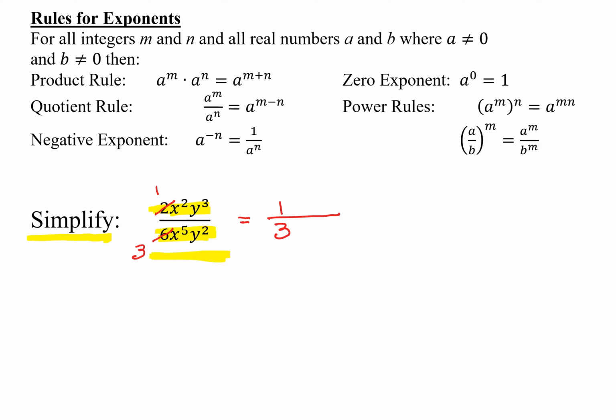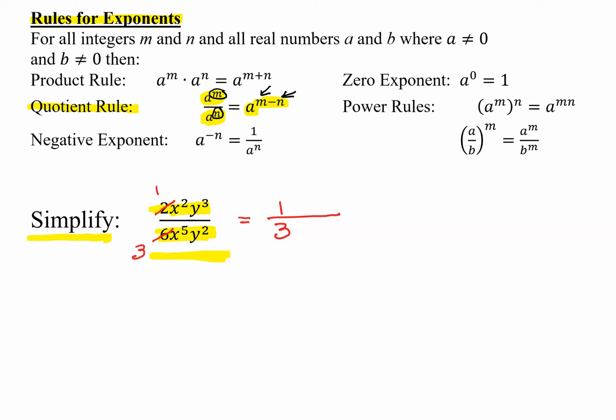And I'm going to need the quotient rule for exponents that says if I have a to the m in the numerator divided by the same base a to the n in the denominator, my answer is a to the m minus n in the numerator. And please notice that the exponent in the numerator is first, and then we subtract the exponent in the denominator.